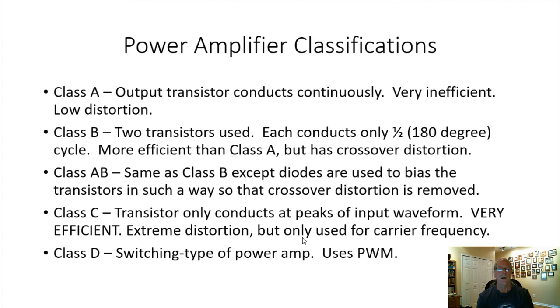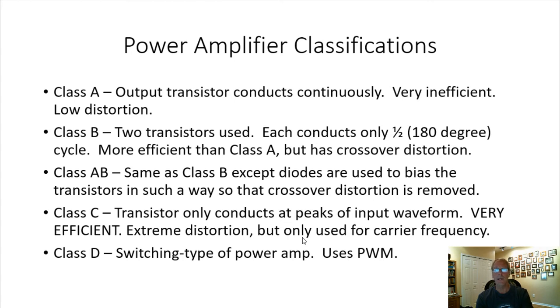So it's getting hot. It's low distortion though. It's one of the lower distortion types of power amplifiers, so they're still used in situations where you need the minimum amount of distortion. They would not, however, be used for a high power application. Class A is never used for high power.